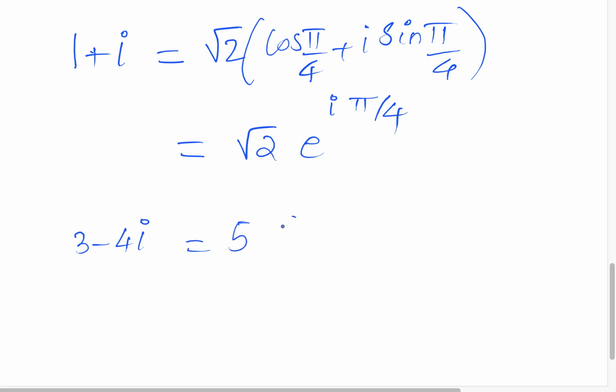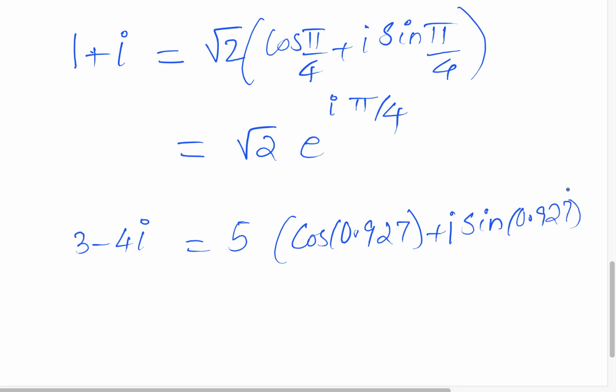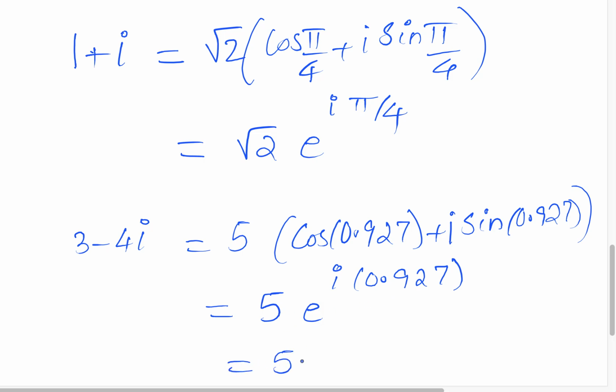The modulus is going to be 5. The argument, in radians I am writing, is 0.927. I am looking at 3 significant figures. So cos of 0.927 plus i sine of 0.927, and in the Euler's form I can write it as 5 e raised to i 0.927. Correct? 5 is the modulus and that's the argument. Or I can also write it as 5 cis 0.927. Okay. So any complex number that you have.